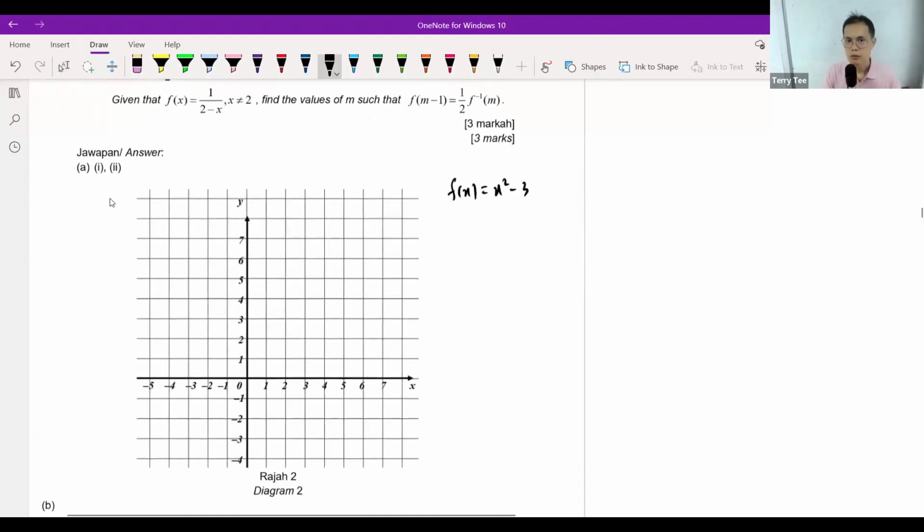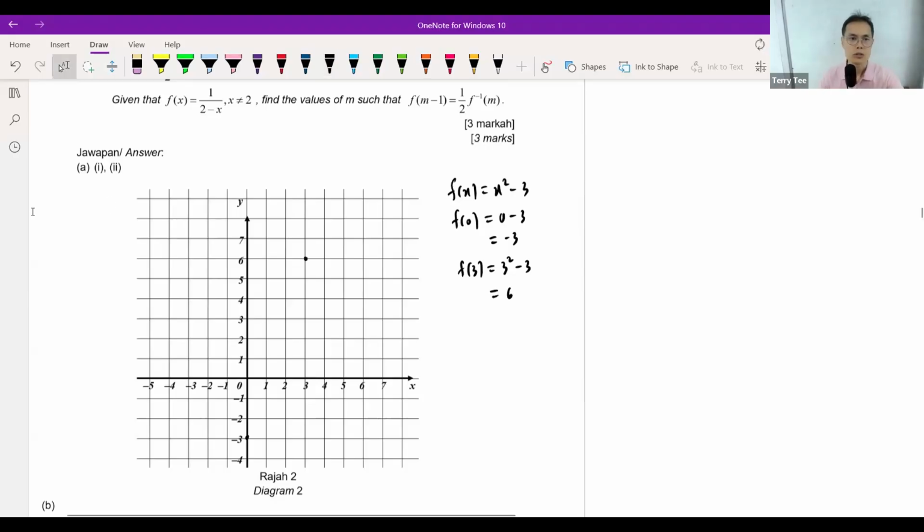We're going to sub in 0 first. If you put 0, 0 squared is still 0, minus 3, negative 3. So 0 minus 3 is over here. Then we're going to sub in 3 because we're supposed to draw up to 3. So 3 squared is 9. 9 minus 3 is 6. So 3, 6 is over here.